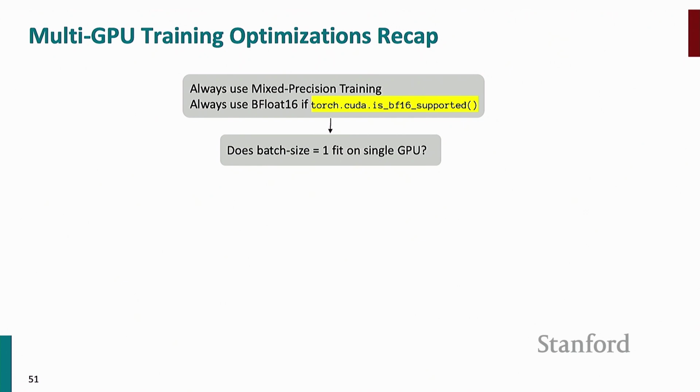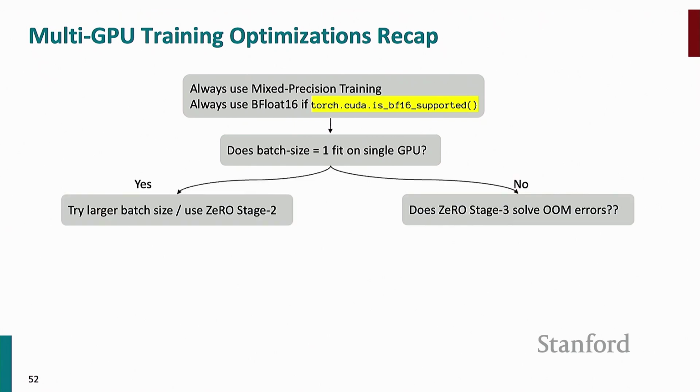Okay, so always use mixed precision training. Now, ask yourself this question. Does batch size 1 fit on a single GPU? If it fits, then try a larger batch size. Batch size 1 is too small. Try a larger batch size, and/or use ZeRO stage 2. ZeRO stage 2 is for free. Just use ZeRO stage 2 and increase your batch size. If you can't fit even batch size 1, then you have to see if ZeRO stage 3 fixes your out-of-memory issues, because now you're going to shard your model parameters. And all of this is in the context of full fine-tuning, right? So I'm fine-tuning all of my model parameters.